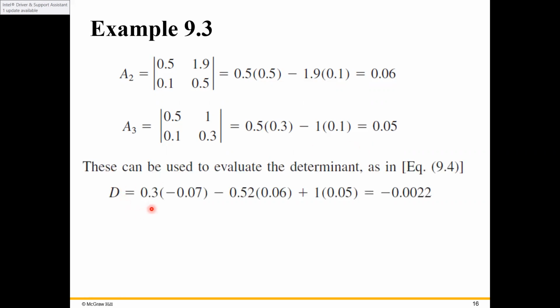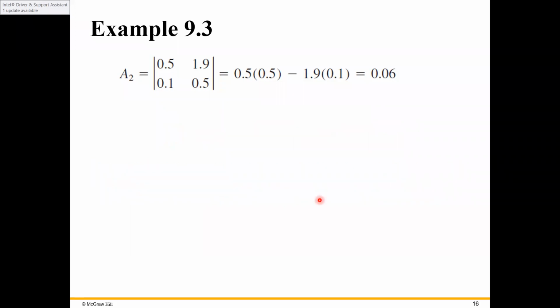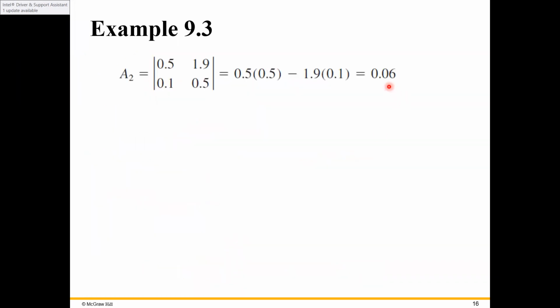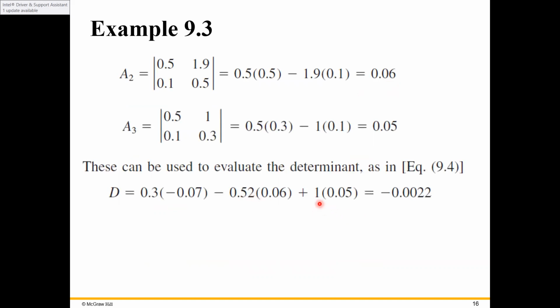The determinant for the overall matrix will be 0.3, minus 0.52, and 1. These are the values from the first row. 0.3 multiplied by this value, minus 0.52 multiplied by the second value, and then the third one is 1 times 0.5. We add them up together, and we find that its determinant is minus 0.0022.